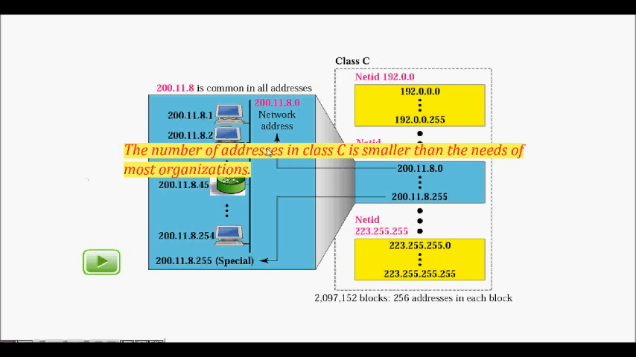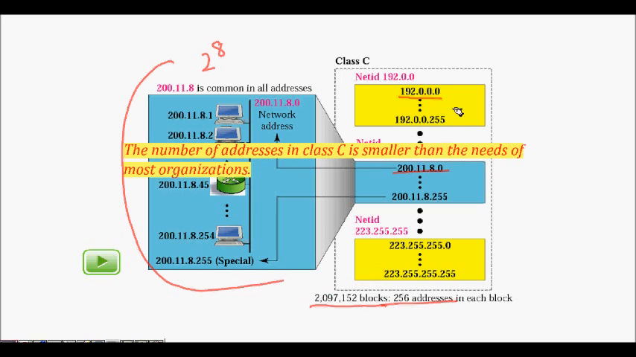The number of addresses in class C is smaller than the needs of most organizations. So you are left with 8 bits for the host ID. It starts from 192.0.0.0. One network will be 200.11.8.0, which is zoomed out here. Here you have the computers, so I can have 2 to the power of 8 hosts here.